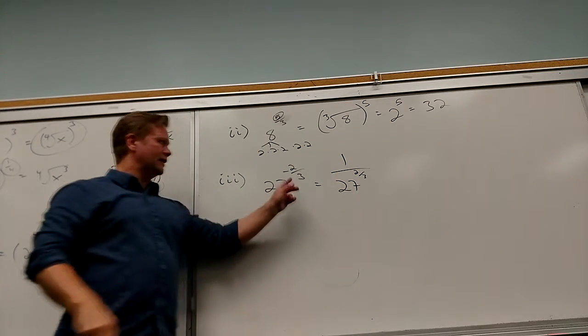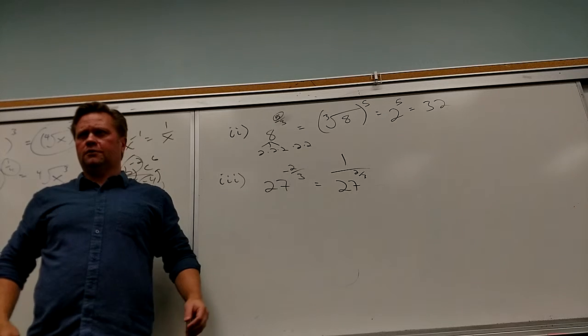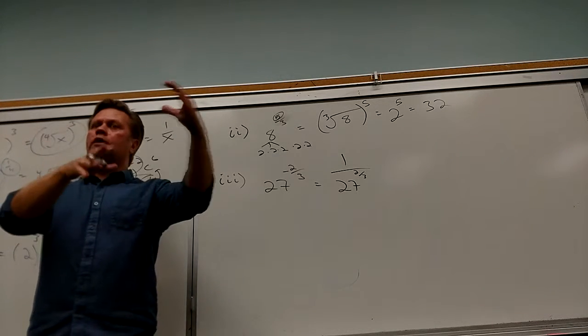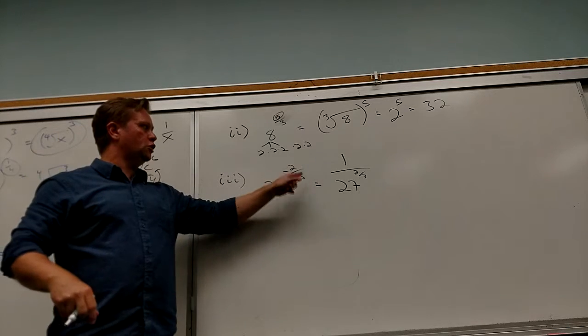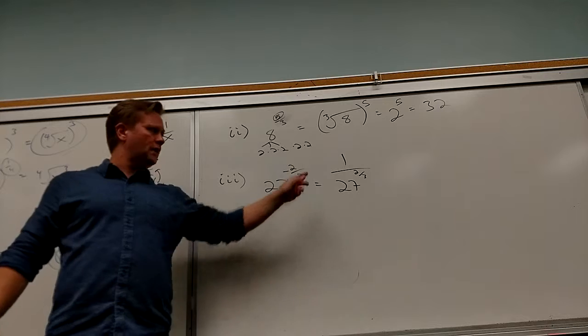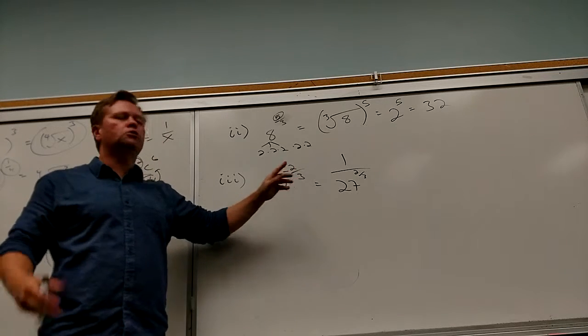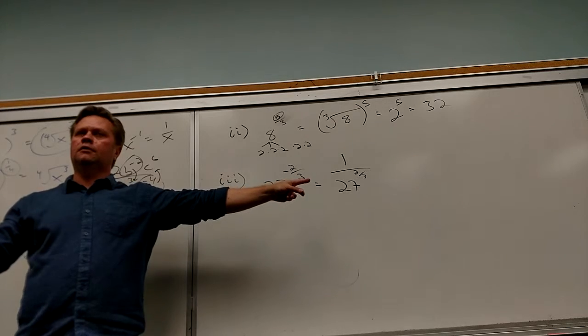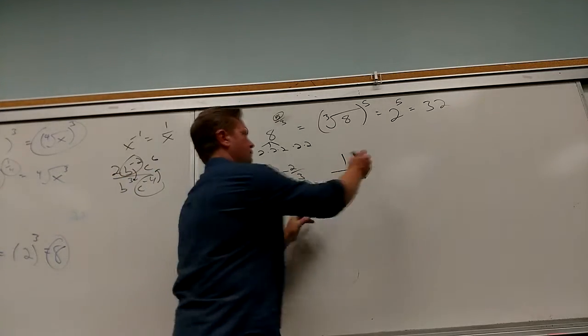The mistake I see is people flip the 2/3. Something being raised to a negative power will flip. Is 2/3 being raised to any power? No, it's just being raised to the understood 1. It's not being raised to a negative power. Why would the 2/3 flip? What's being raised to a negative power is 27. It flips.